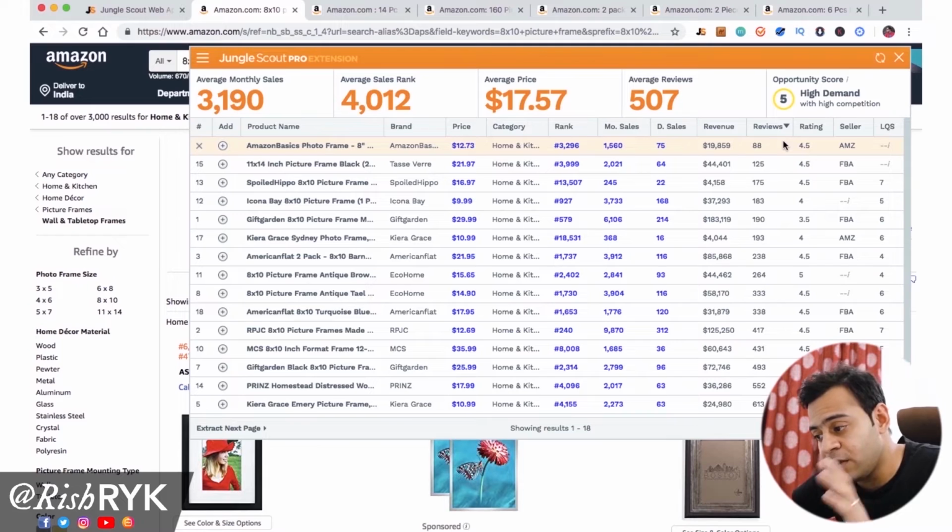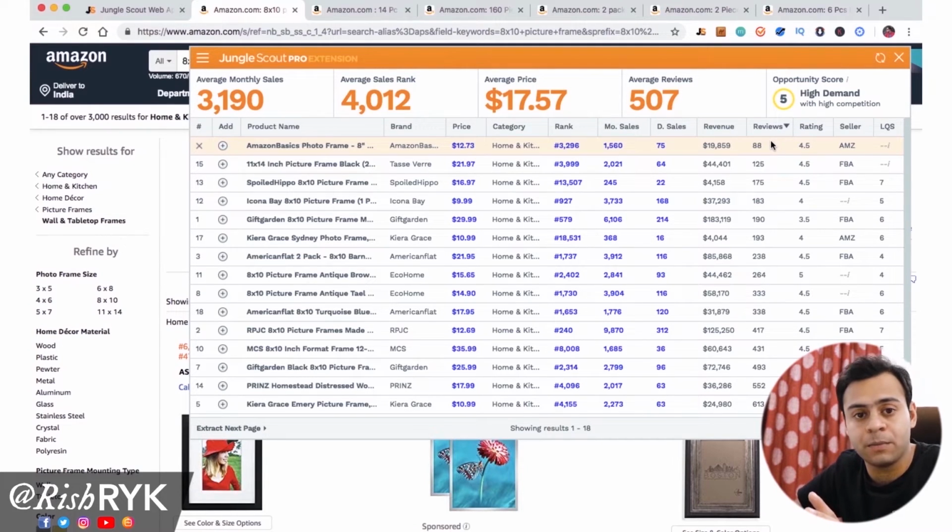But if you see over here, this has super high competition. Now the competition is easily judged by the number of reviews. You can see that none of the products over here have less than 80 reviews, which means it's very competitive, which means you cannot get into this space, which means you should just close this tab.